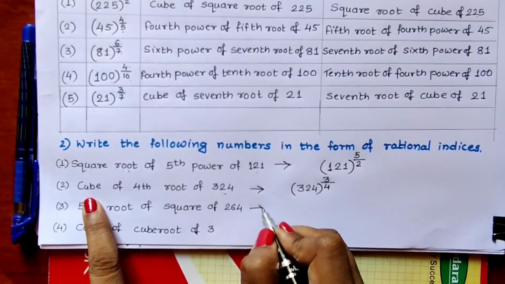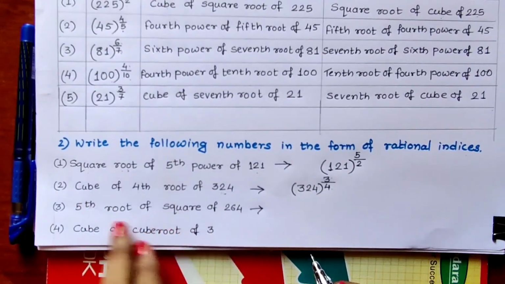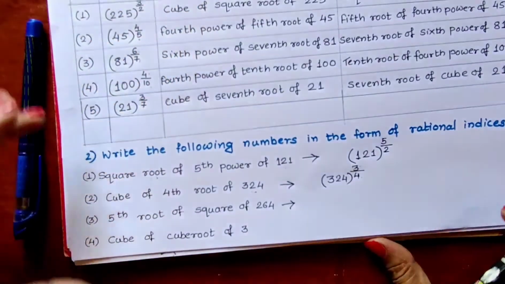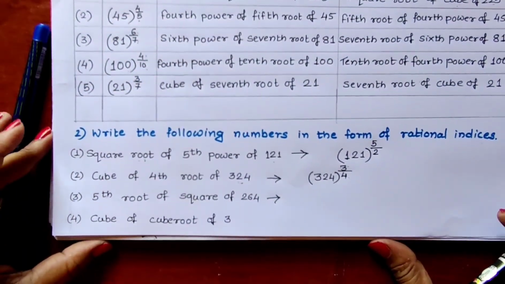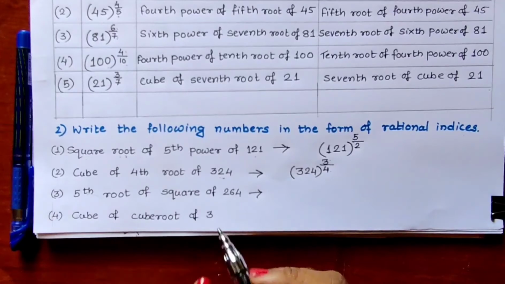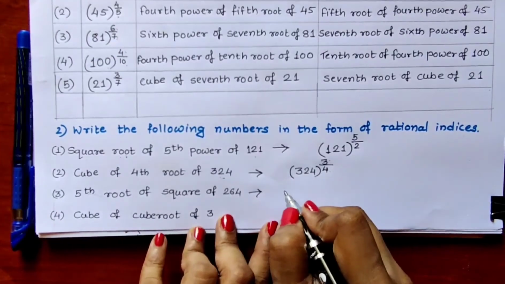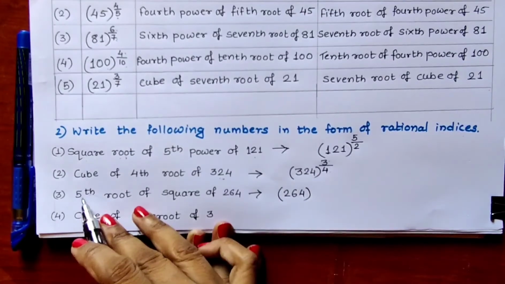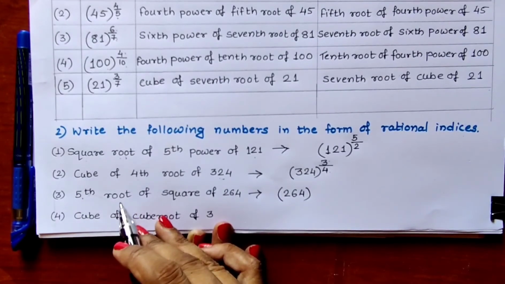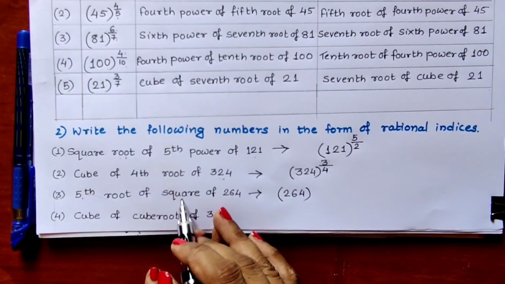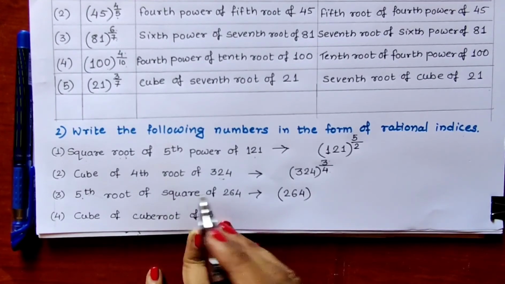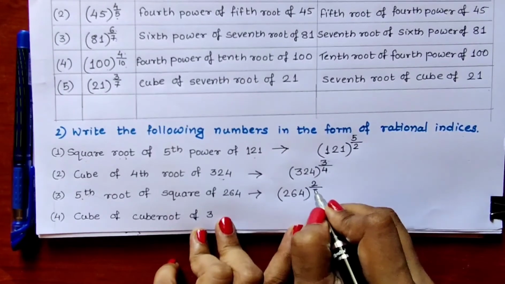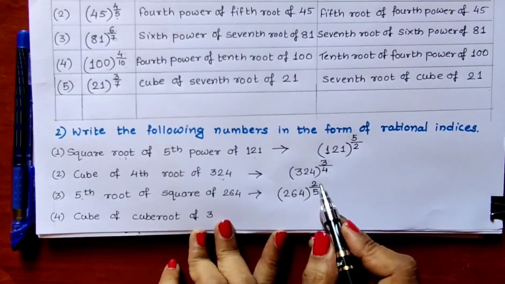Now let us see this third sum. 5th root of square of 264. So 264 is our base. Root is 5. 5 should be written in the denominator. Square is the power. So square should be written in the numerator. So 2 upon 5. 264 raised to 2 upon 5.